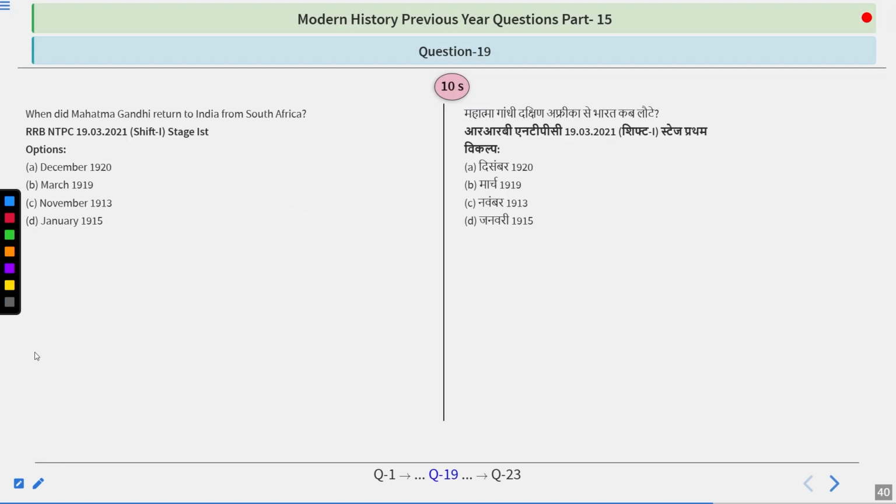When did Mahatma Gandhi return to India from South Africa? December 1920, March 1919, November 1913, January 1915. Try to think about it, guys.